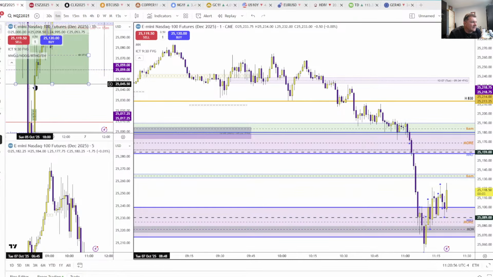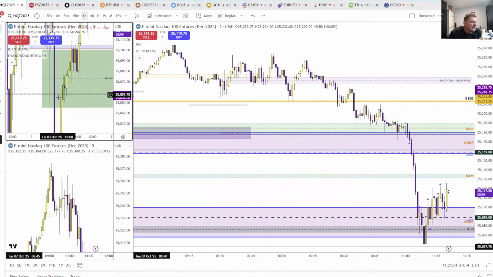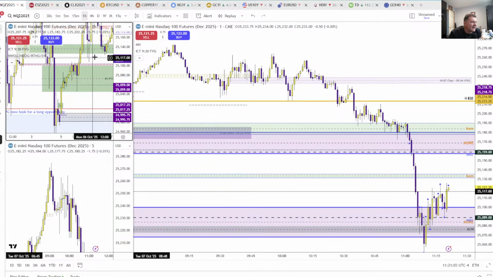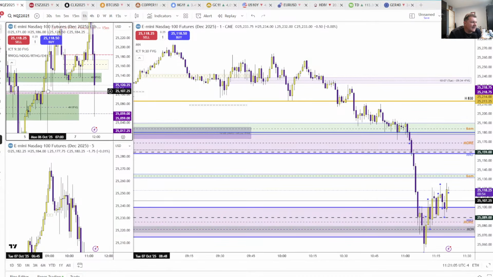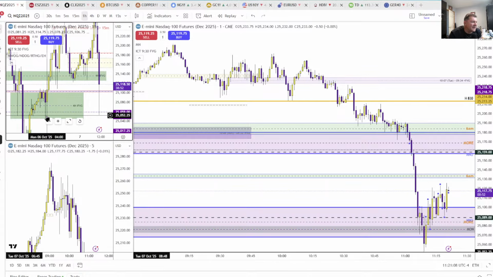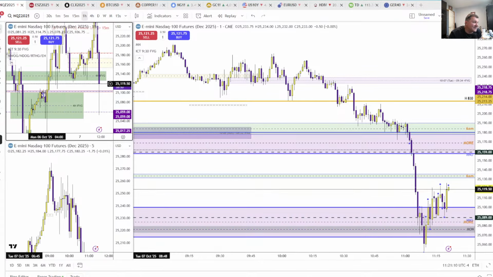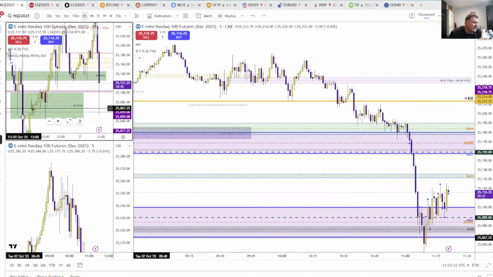Do we hit the object? Oh, look at that, you guys. 045. That is the box to box on the hourly level. Oh, sorry, I was looking at the wrong one. Either way, you still hit your box.